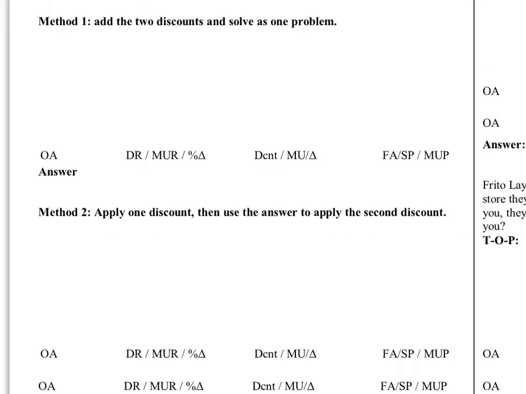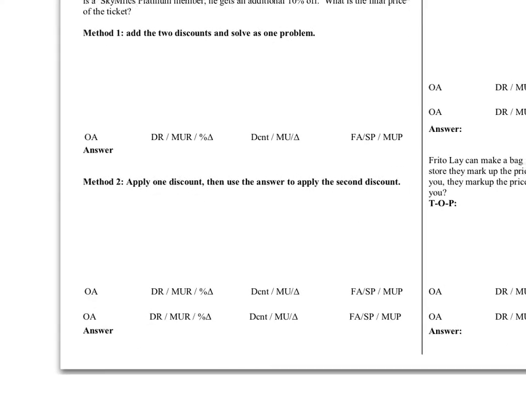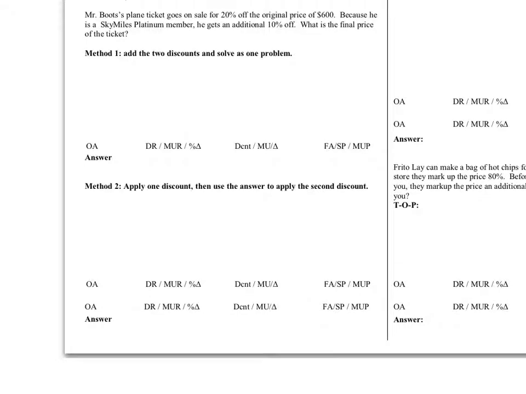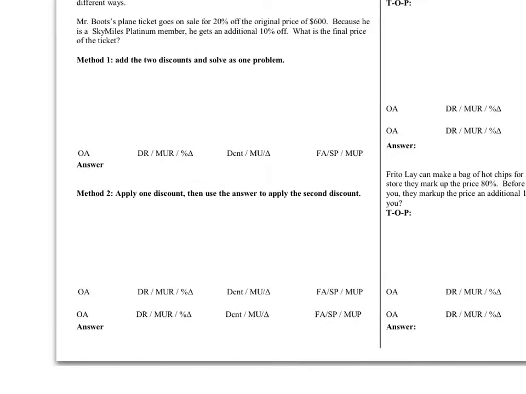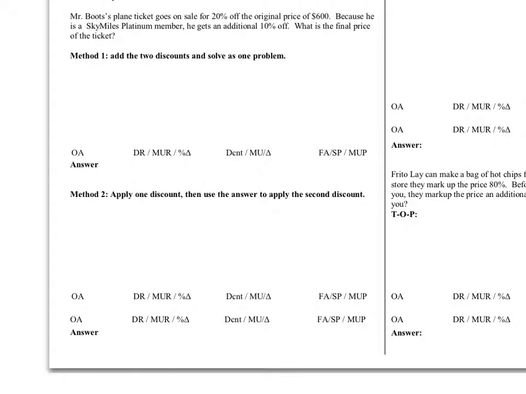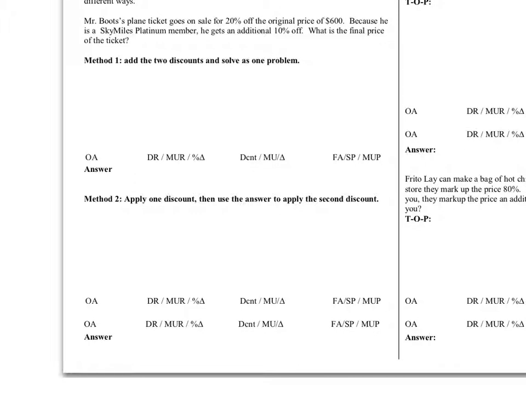So what we're going to do today is prove or disprove that there are two different methods we could think about solving this particular problem, and that those methods give the same answer. The first method says that we add the two discounts together and just solve this as if it was one problem. So if we were to do that, we would take our 10% and our 20%. That would tell me that we believed our discount rate to be 30%.